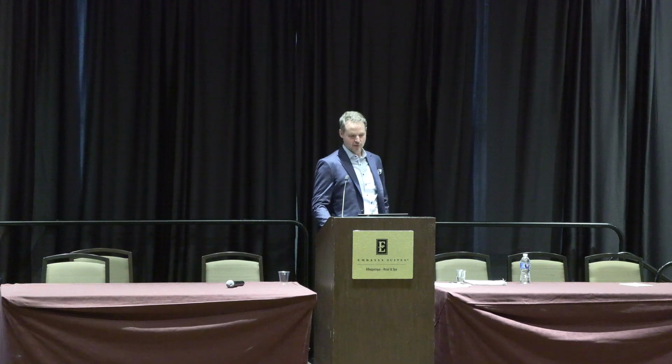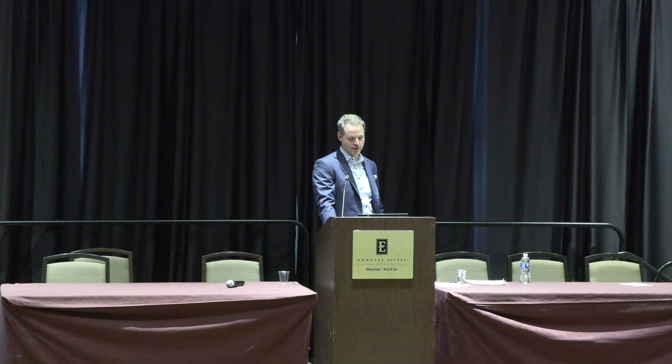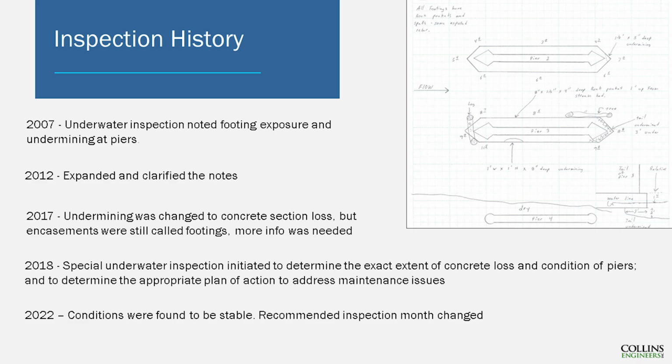So in 2007, they were noting footing exposure and undermining on piers 2 and 3. Five years later, in 2012, the notes were the same, just expanded a little bit, clarified, built upon. In 2017, we decided to change that undermining to just call it concrete section loss, but the encasements, we're still calling those footings. Then in 2018, we decided to do this special inspection to investigate that further and determine an appropriate plan of action and address any maintenance issues. And then we inspected it again just last year, and things were stable since the previous. So the only thing we're doing is recommending an inspection month change.